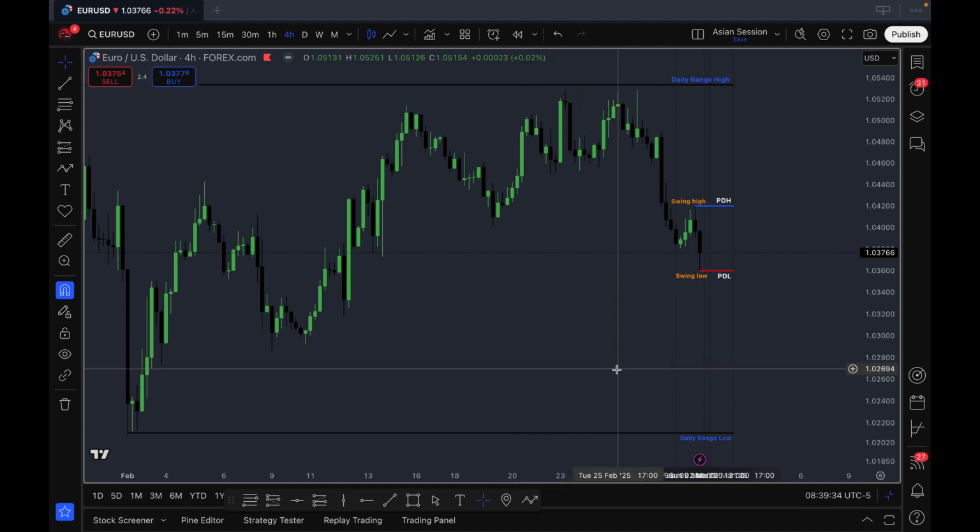On a 4-hour time frame, the market closed pretty bearish, and I'm thinking it's going to continue to go to the downside. Most likely aiming to target, my target will be daily range low. Mind you, it might not even reach daily range low. It might just bounce off from where it's at and reverse.